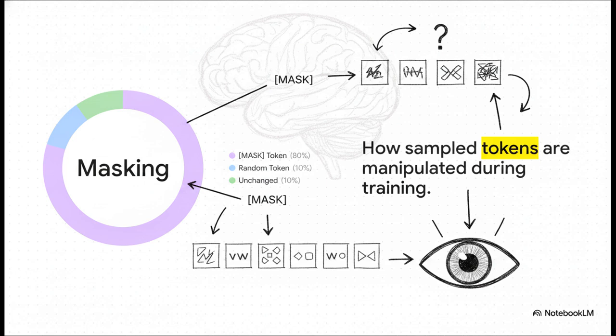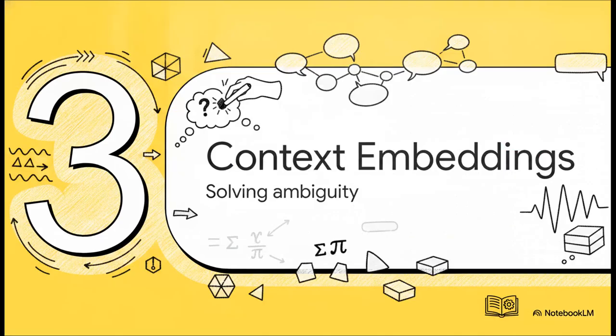Now, why on earth would they do that? Well, out in the real world, the model is never going to see a mask token. So this clever 80-10-10 split keeps the AI constantly on its toes, forcing it to intensely scrutinize the context of literally every single word. All right, part 3.